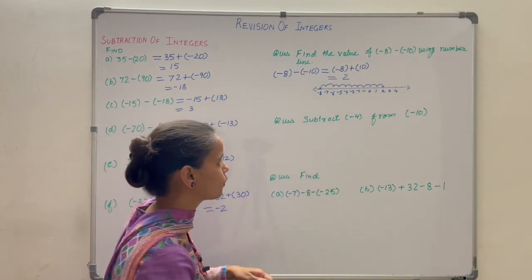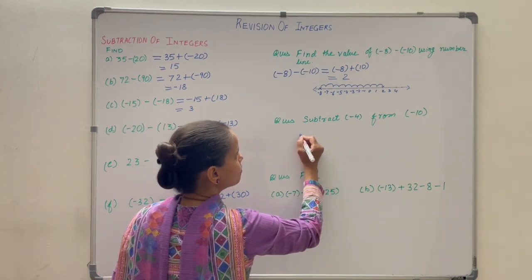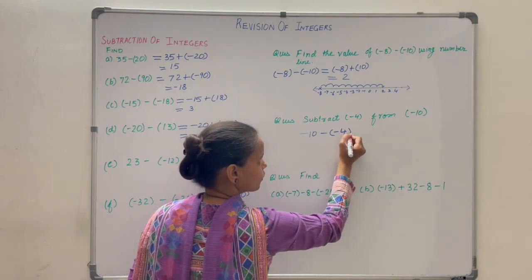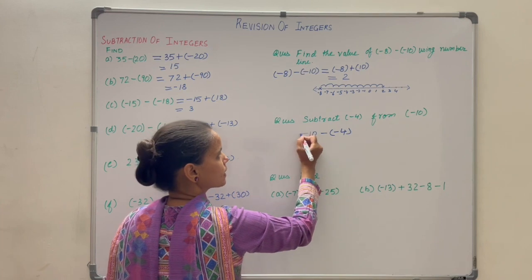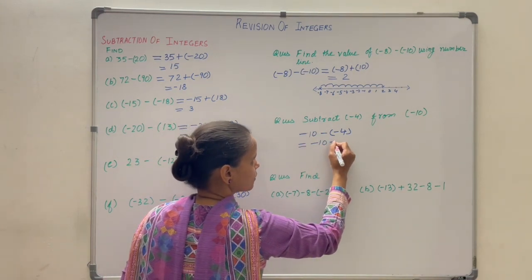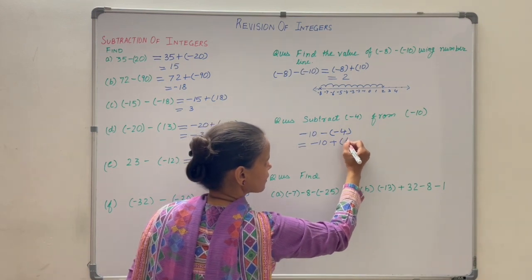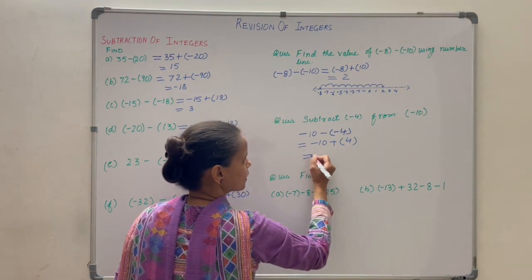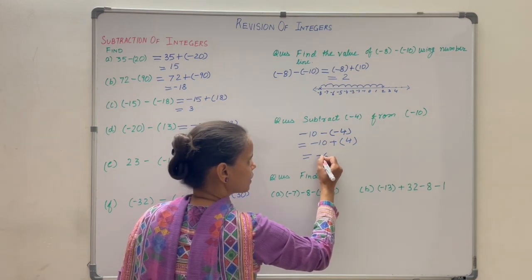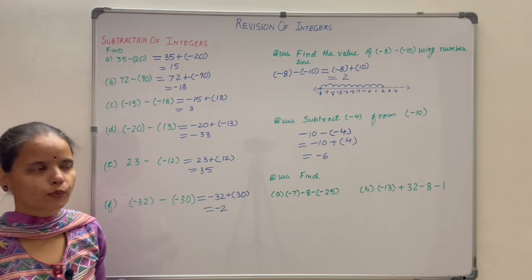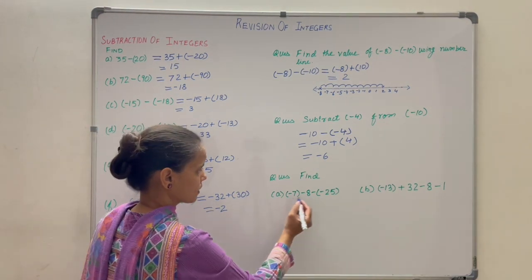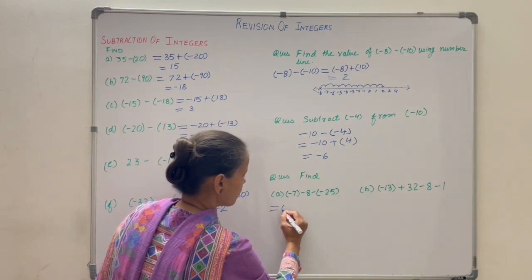Subtract -4 from -10. So you need to subtract -4 from -10. So what is it? -10. Need to add the additive inverse of -4, which is +4. Now both have alternate signs, so the difference is 6, sign of the greater number. That is how we do it. Now let us do these questions. Find. So let us do it one by one.